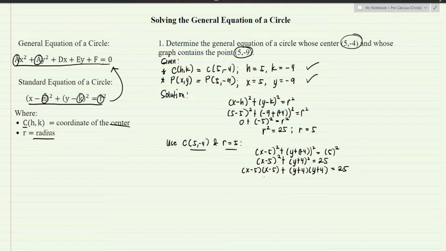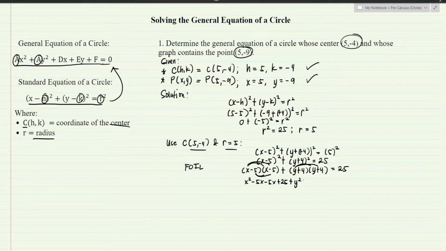The next step here is to use the FOIL method in order for us to simplify this product of binomials. So I will start with the first term. I would have x times x, that would be x squared. x times negative 5 is negative 5x. Negative 5 times x is negative 5x. Negative 5 times negative 5 is positive 25. Followed by y times y, that is y squared.